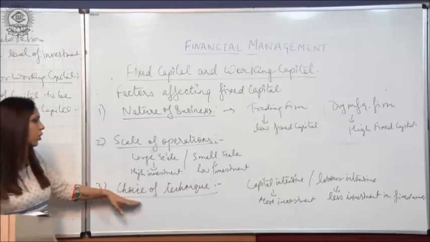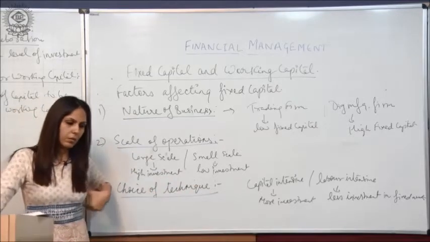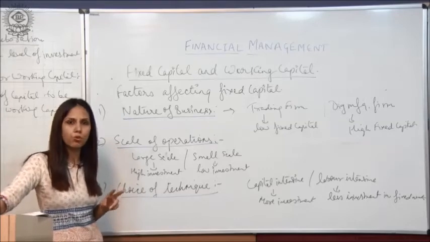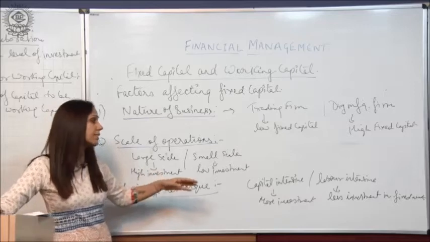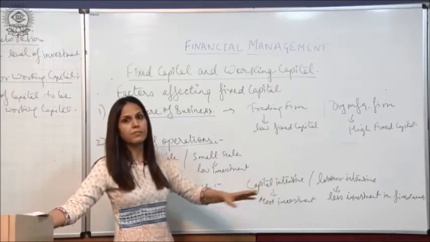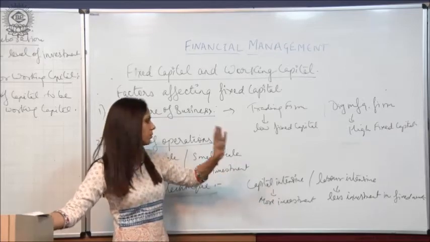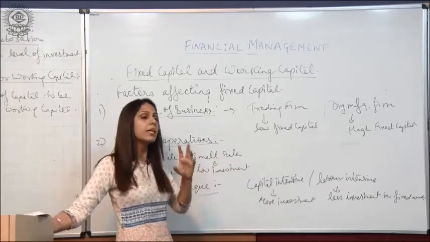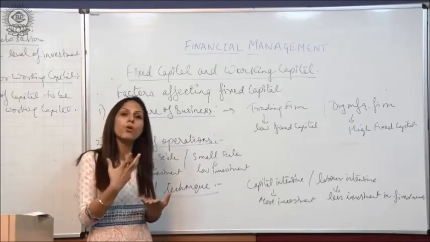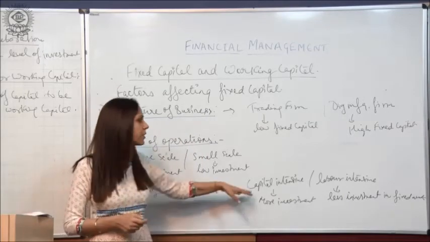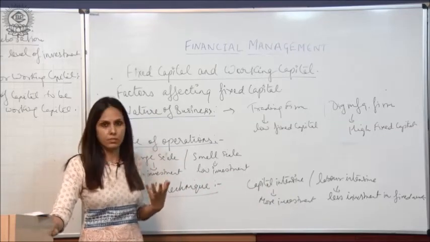Third one is choice of technique. Business has two major types of techniques, that is capital intensive or labor intensive. Some businesses are capital intensive, some are labor intensive. Labor intensive means a company in which more laborers are employed, whereas capital intensive is a company which is using more machineries, right?